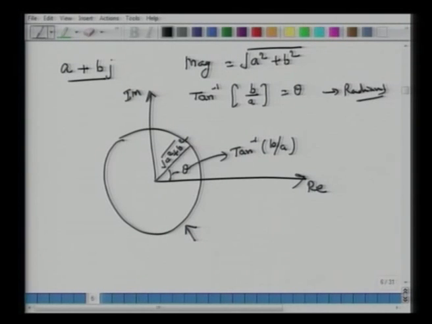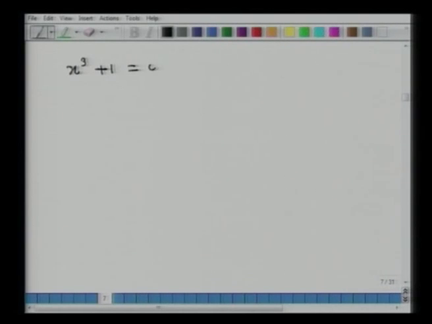So we can use these complex numbers in a variety of ways. We can also use them to solve equations. So let's say that I have an equation x cube plus 1 equals 0. If I want to solve for x, my x cube equals minus 1. Now let's see how we can represent minus 1 in a graphical format. So minus 1 could be written as e^(j pi). We can also write minus 1 as e^(3j pi). We can also write the same thing as e^(5j pi), and so on and so forth.